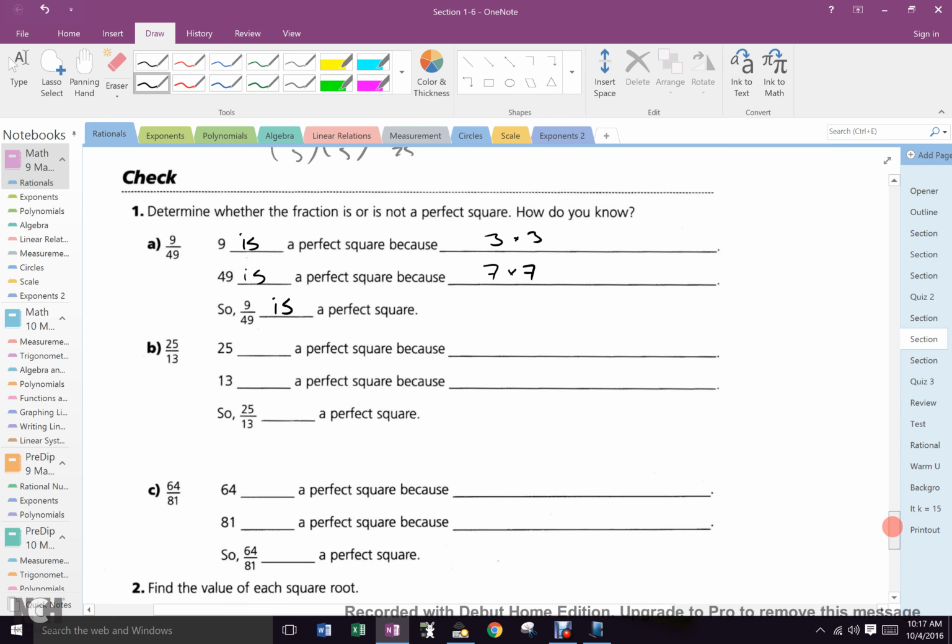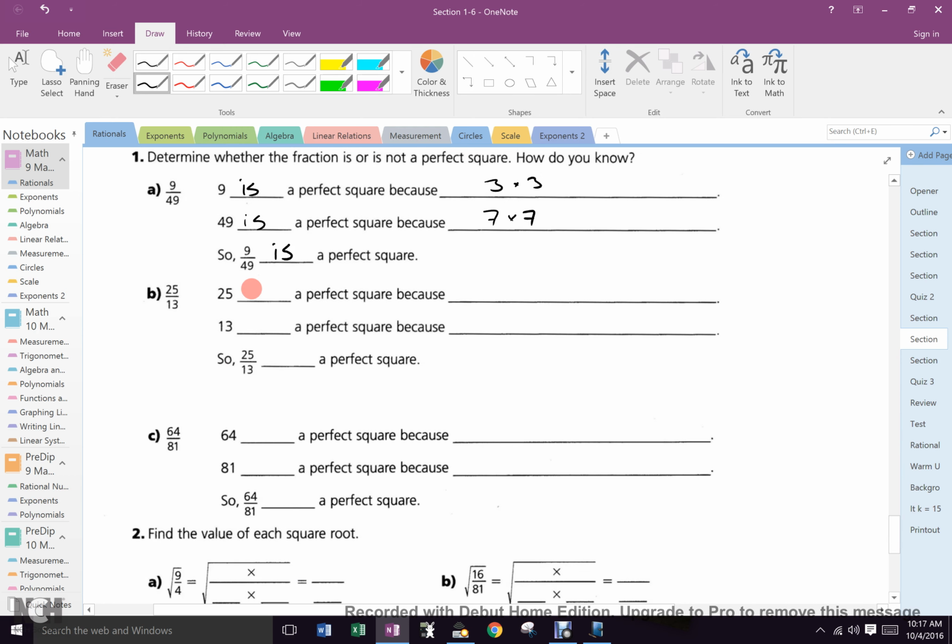All right, well, let's look at 25. Is 25? Yes, it is. Why? 5 times 5. 13? Isn't. Why? No root. So 25 over 13 isn't. What about 64 and 81? 64 is. Why? 8 times 8. 81 is, because 9 times 9. So when they're together, it is.